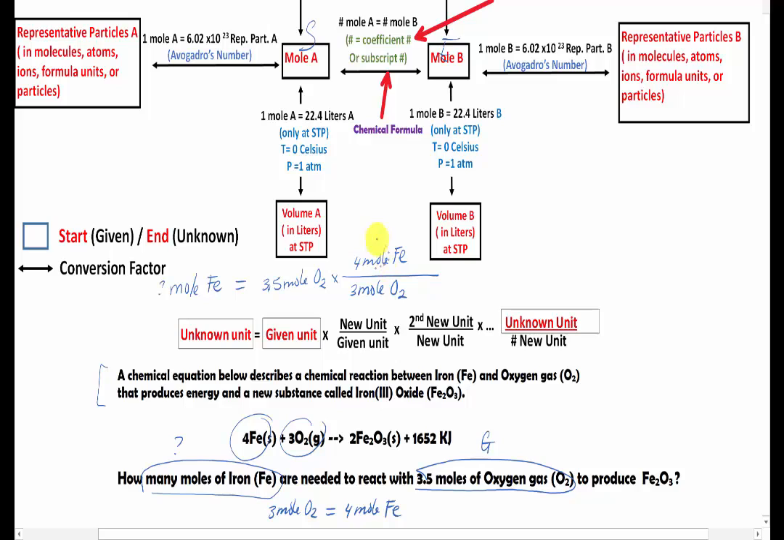And we are done because this is our unknown. So we cancel out the unit, moles of O2 cancel out. Once we cancel the unit, we multiply everything on top, divide everything on bottom. So 3.5 times 4 moles of Fe divided by 3. And this is our answer.